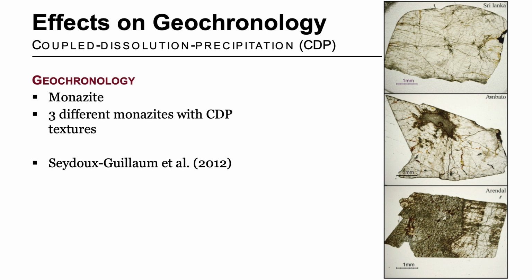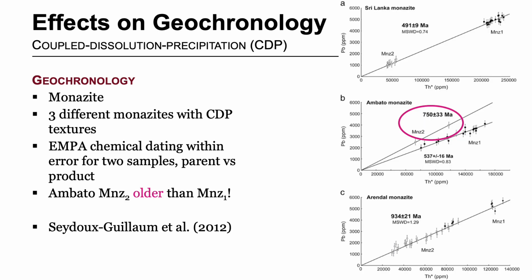In this interesting paper from 2012, they looked at pegmatitic monazite in 3 different locations. They dated the samples with electron microprobe chemical dating, and they found that the secondary monazite was generally younger than the primary monazite, but not with a very tidy age range. In one of the samples, in the middle, they found that the age of the secondary monazite was actually older than the precursor monazite, which was a problem.